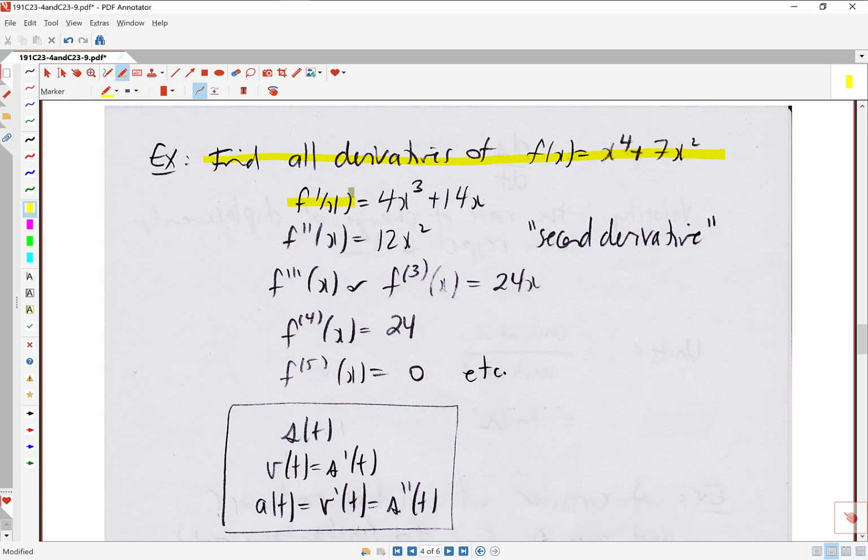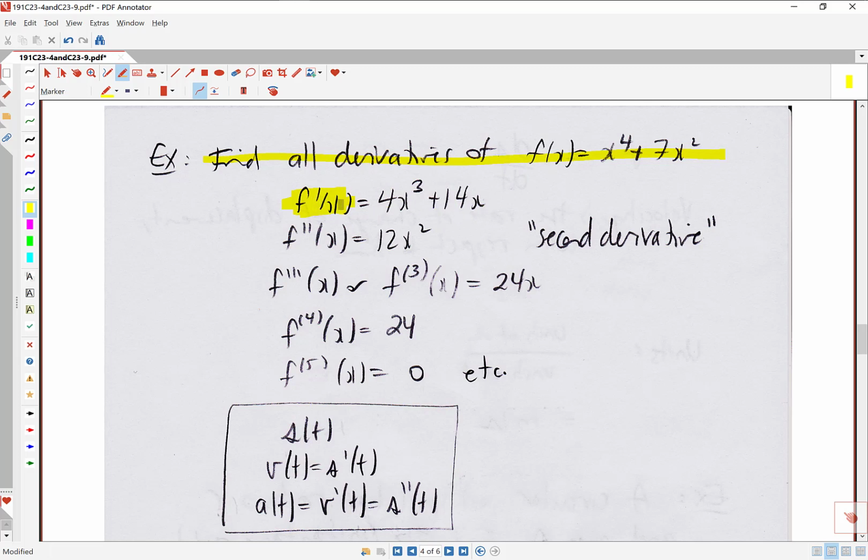Okay, so let's say our function f of x is x to the fourth plus 7x squared. Let's take the derivative in the usual way. So we're going to call that f prime of x. And our derivative will look like 4x cubed plus 14x.